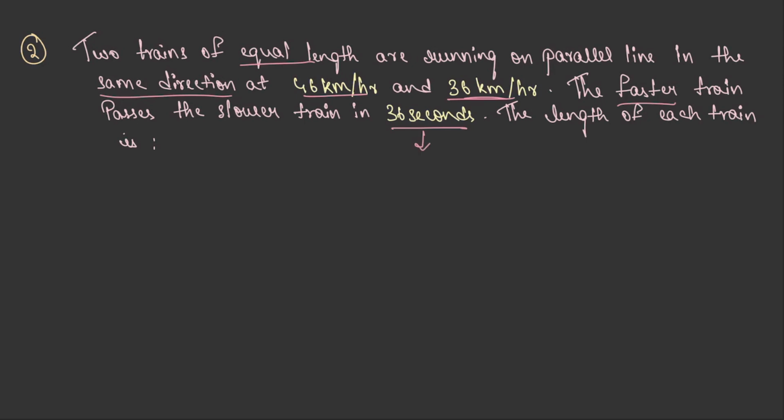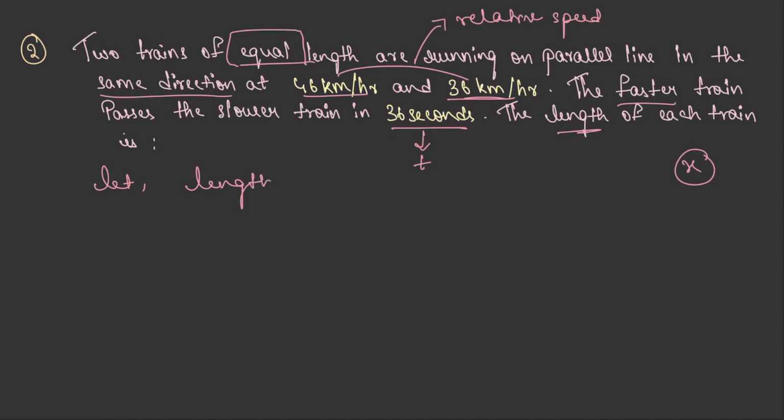They have given us the time directly, and with this we can find the relative speed, as we've got two speeds and the direction is already set. So relative speed can be found like this, and they have said that the trains are of equal length. So finding the length of one train is enough. Let us assume the length of the train to be x.